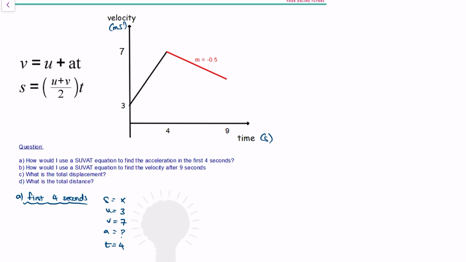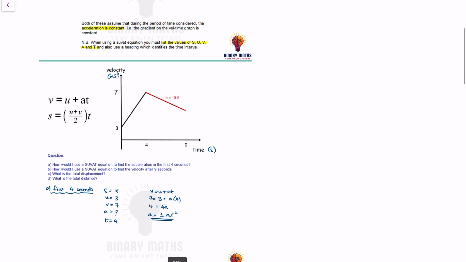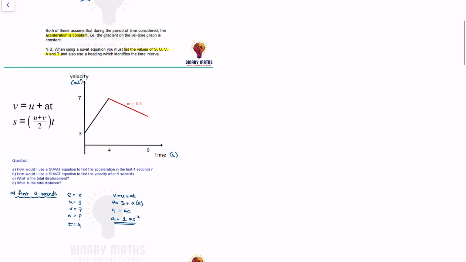So if we look at that, we know we're using the formula v is equal to u plus at. Now we substitute the values in. 7 is equal to 3 plus a times 4, which means 4 is equal to 4a, which means a is equal to 4 divided by 4, which is 1 meters per second squared. So in the first 4 seconds, the acceleration is 1 meters per second squared.